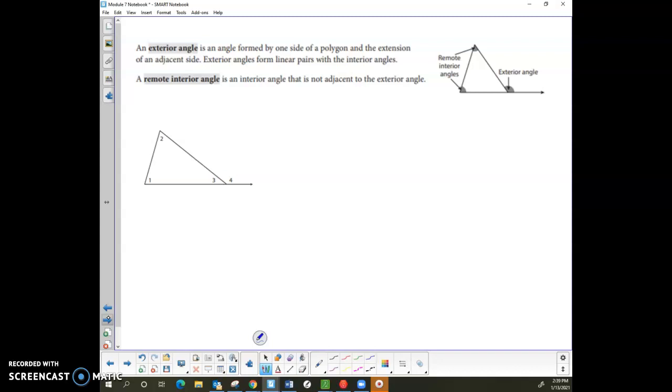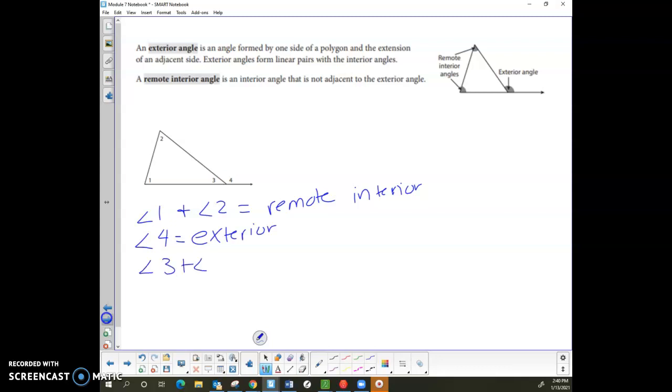All right, we also have exterior angles and remote interior angles. So an exterior angle is formed if I extend the side of my polygon, that will make an exterior angle. The remote interior angles are the ones opposite that. So they're the ones that aren't going to touch that exterior angle. So for this one, angle 1 and angle 2, these are our remote interior angles. Angle 4 is our exterior angle. Angle 3 plus angle 4 is a straight line, so it's 180 degrees.